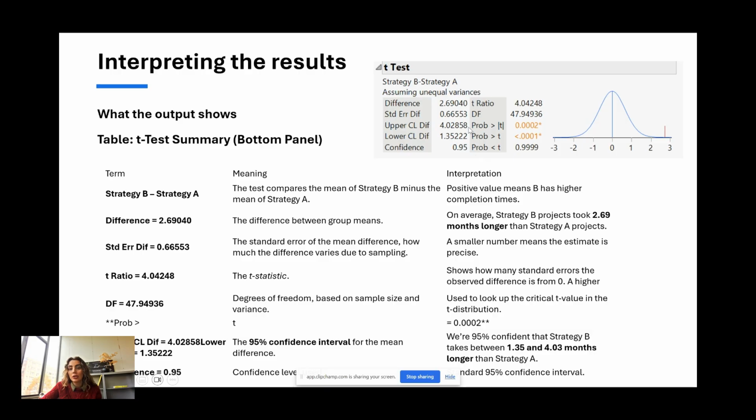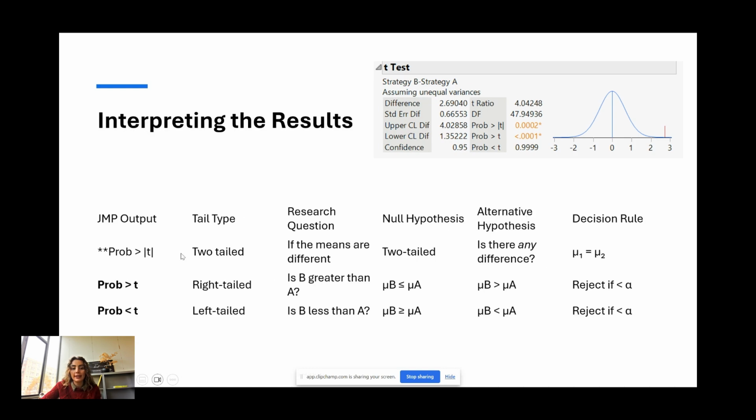If we went with a two-tailed test, this would be our result. If we tested whether the means are different, then because we have a 95% confidence interval, if this number is less than 0.05, we would reject the null hypothesis. It is less than 0.05, so we reject the null hypothesis and say, yes, there is enough statistical evidence that there is a difference between the mean of strategy A and B.